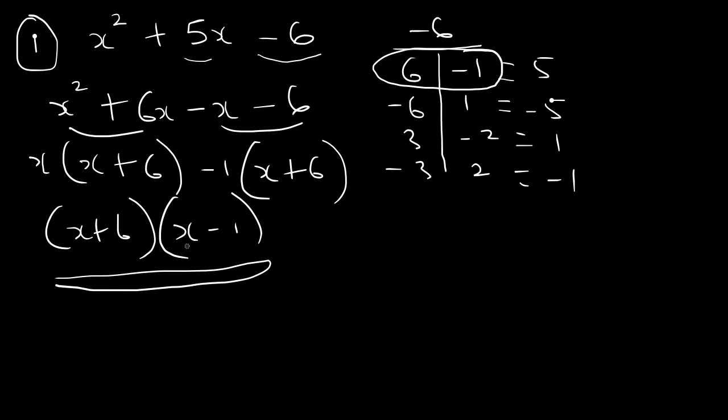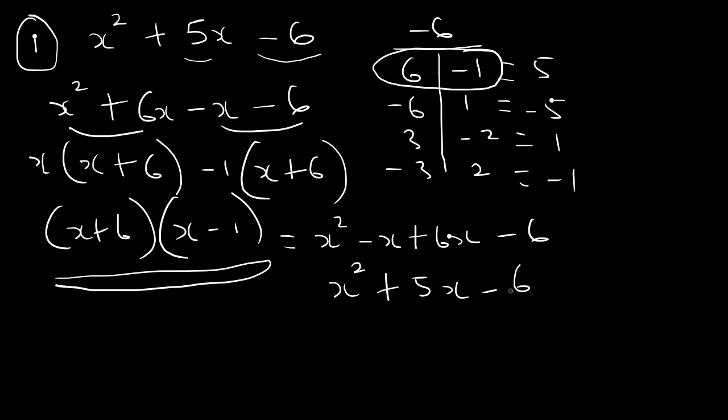And if we expand this, we should get the original expression. So let's try. x times x is x squared, x times minus 1 is minus x, 6 times x is 6x, and 6 times minus 1 is minus 6. If we take like terms, we have x squared, minus x plus 6x is the same thing as 6x minus x, which is 5x, then minus 6. So this confirms our answer.